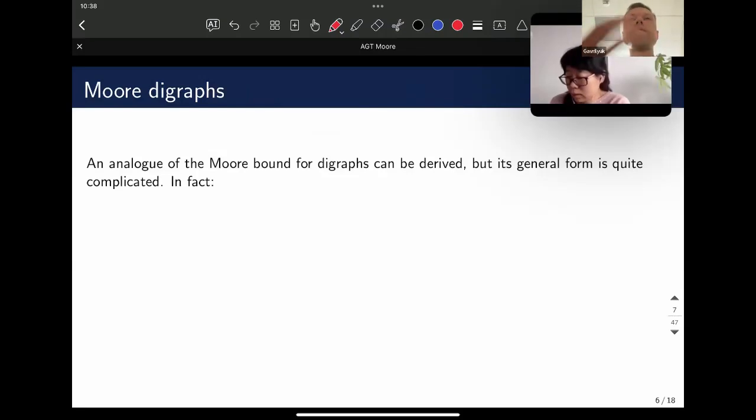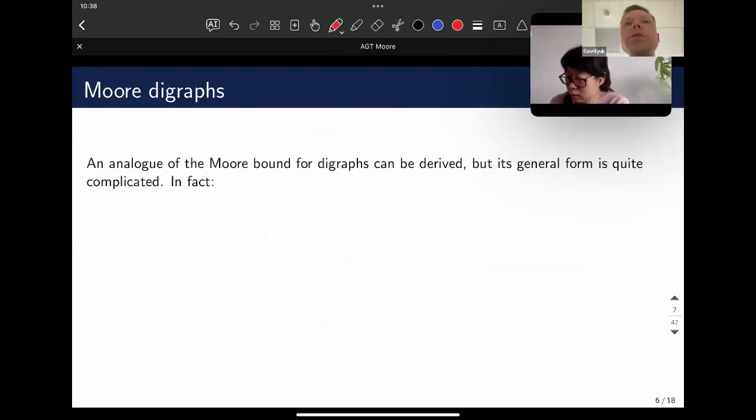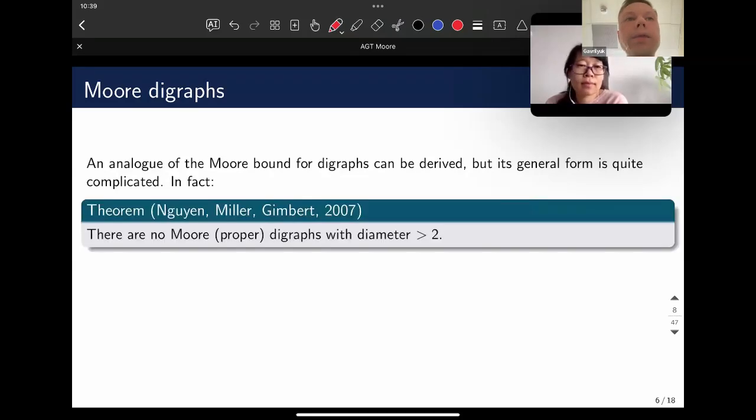Okay, and now the problem is the same. We can fix degrees r and z and diameter, and we ask what is the maximum number of vertices which such a graph may have under these constraints. A similar formula for the upper bound of the number of vertices for digraphs can be derived, but its general form is quite complicated. And in fact, it was shown in 2007 that there are no proper Moore digraphs of diameter greater than 2.